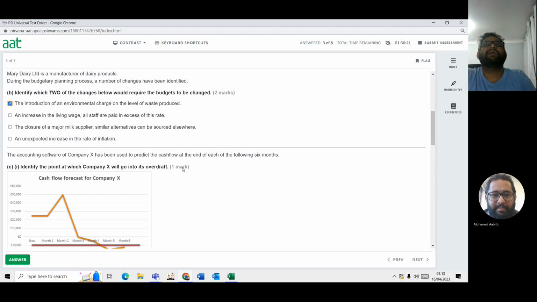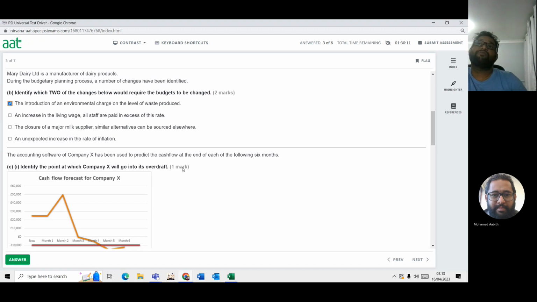Next one, an increase in the living wage. All staff are paid in excess of this rate. Change it? I don't have to change anything here. Simple reason, you already are paid in excess. If they are on the living wage and it's increased, then the budget has to be increased. If already paid above the living wage, I don't need to change my budget because unless there is a pay rise for them negotiated by the employees or the unions, there's no reason I have to alter the budget.